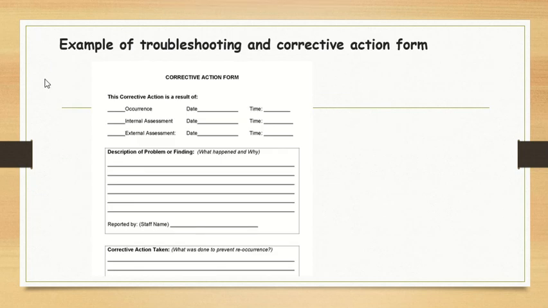So this is an example of a troubleshooting and corrective action form. When you do the troubleshooting, you need to record the investigation, do the corrective action, and record it. Remember, this data needs to be presented to other laboratory members, so they will avoid repeating the error.